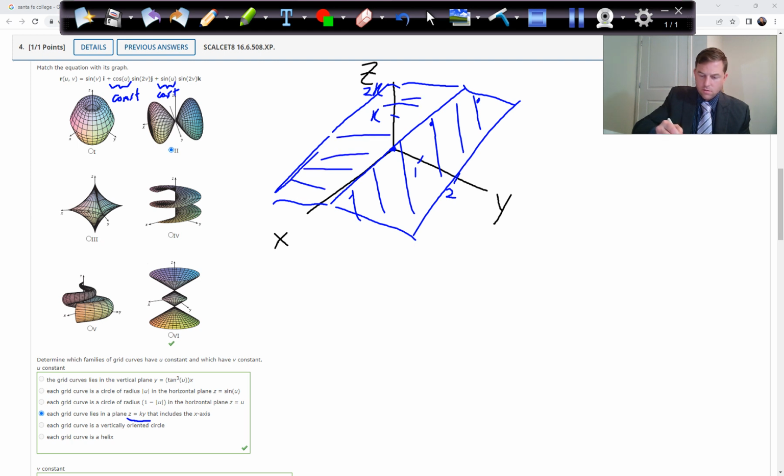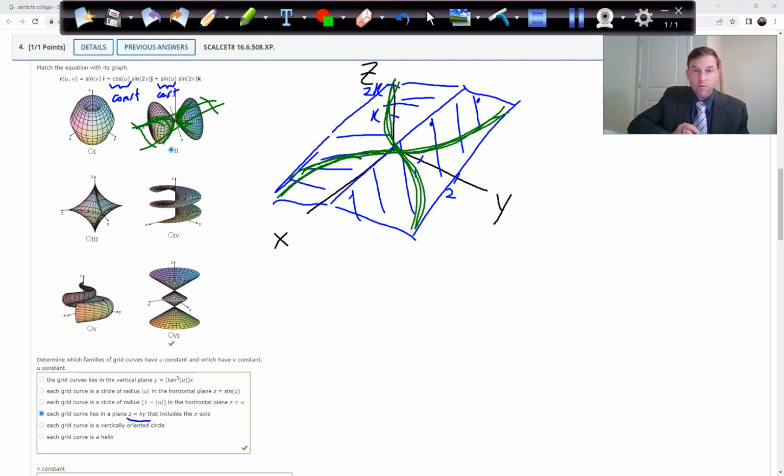So, with this double curve here, these grid curves are going to look kind of like these hourglass shapes. It's like slicing through this thing, and we can see how it's got this hourglass shape to it. So that would be if we made u a constant.